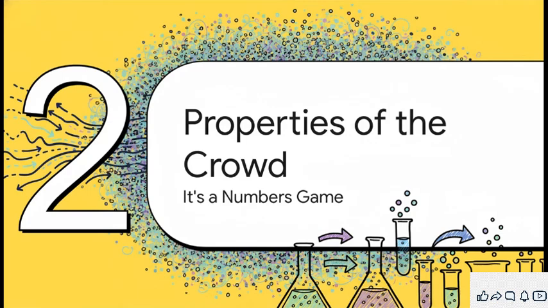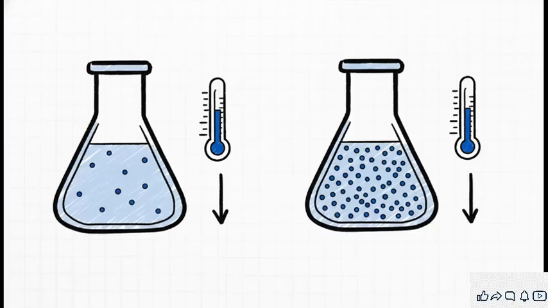Okay, so let's build on that idea of the crowd. If this whole effect depends on the number of particles, what makes one crowd more effective than another? Well, the first thing is pretty intuitive, right? The more stuff you dissolve, the bigger the effect. The more particles you pack into that solvent, the more disruption you get, and the bigger the change in the freezing and boiling points. A little salt helps a little, a lot of salt helps a lot.